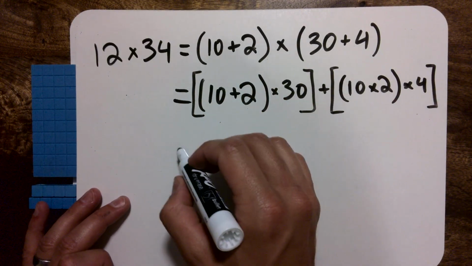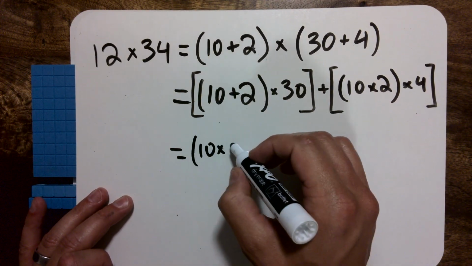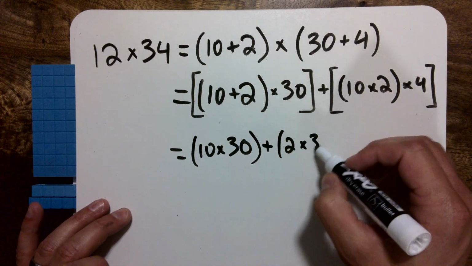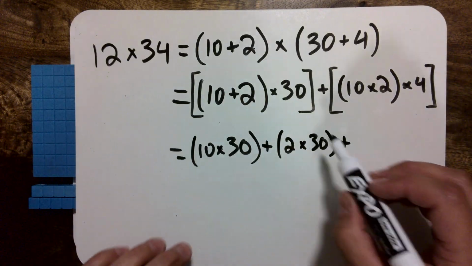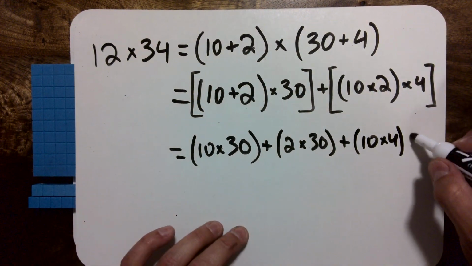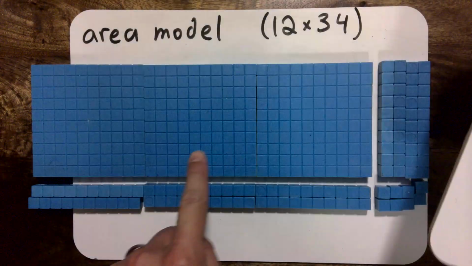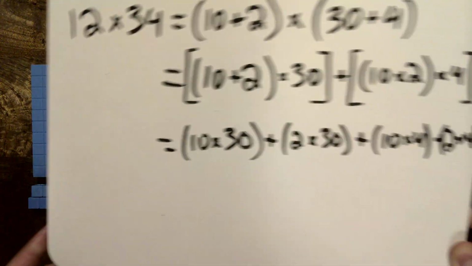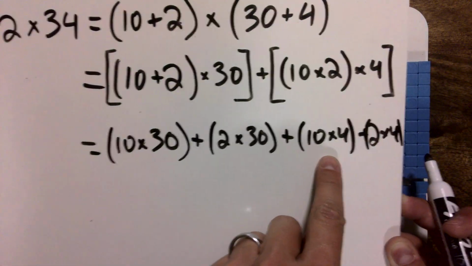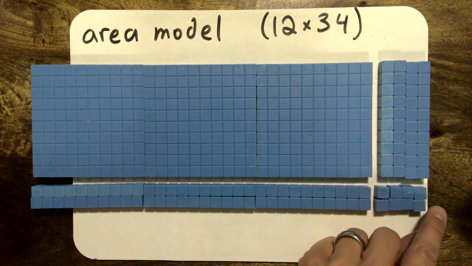So then, 10 times 30, and then plus 2 times 30, and then 10 times 4, and then 2 times 4. I just ran out of room there. This 10 times 30, that's our area, that's 10 times 30. 2 times 30, 2 rows of 30, so that's this quadrant down here. 10 times 4, 10 rows of 4, and then 2 rows of 4 is this portion down here.